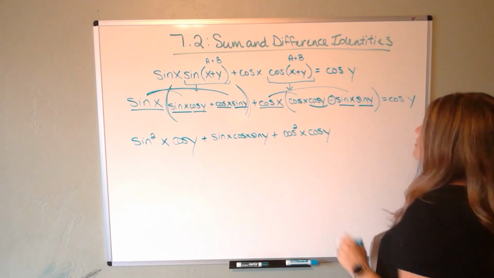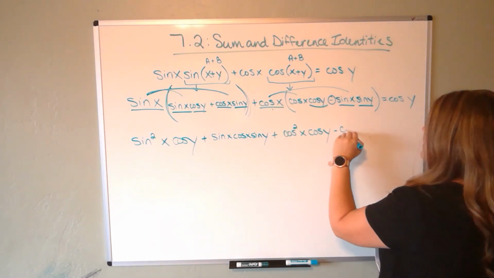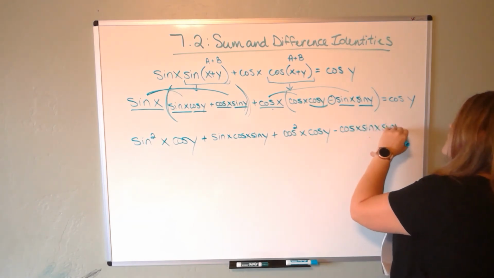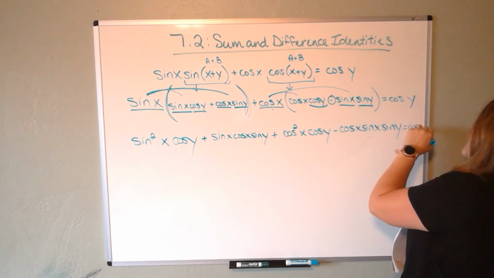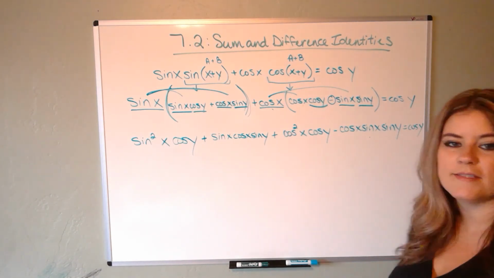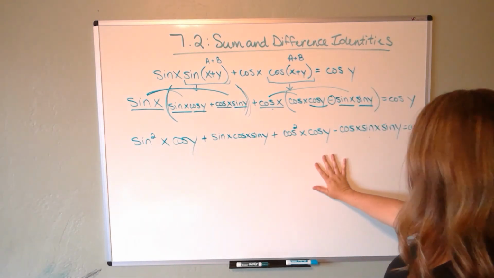You guys make sure you know this one's going to have a minus on it. But I'm going to have minus cosine x sine y. And that still all is supposed to equal cosine y. I lied, it didn't get better on that step. All right, I promise it gets better now.